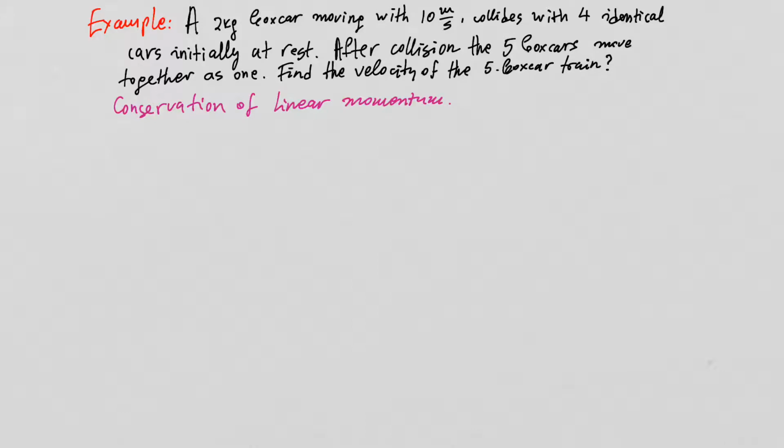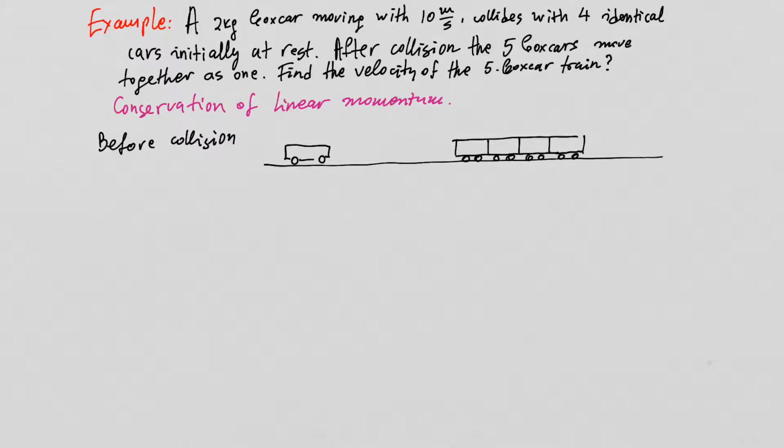Here the system is the 5 boxcars. The initial state of the system is the one boxcar moving with 10 meters per second towards the other 4 which are stationary. And then the final state of the system is all 5 boxcars moving together as one in a 5 boxcar train. So I can apply conservation of linear momentum by calculating the total momentum of the system before the collision and after the collision. So let's see what that looks like.